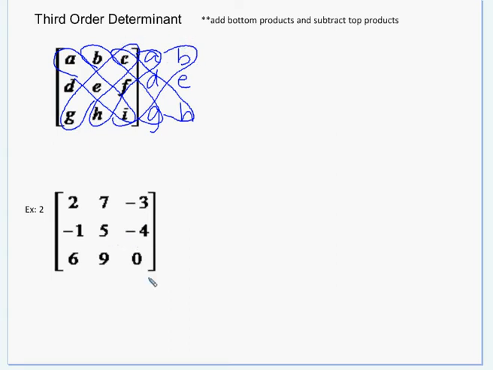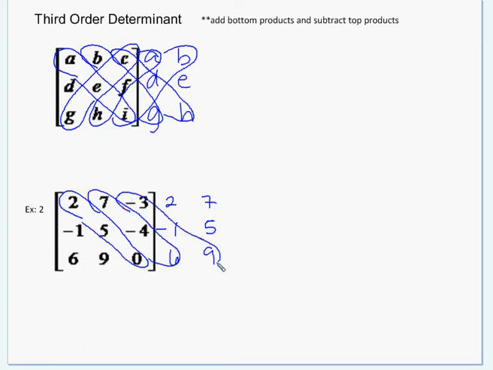So for our first example, we have our 3 by 3 matrix. I'm going to take my first two columns and throw them out here. So I have 2, negative 1, 6, 7, 5, and 9. So I'm going to create my first diagonals. So I got 2, 5, and 0; 7, negative 4, and 6; negative 3, negative 1, and 9.